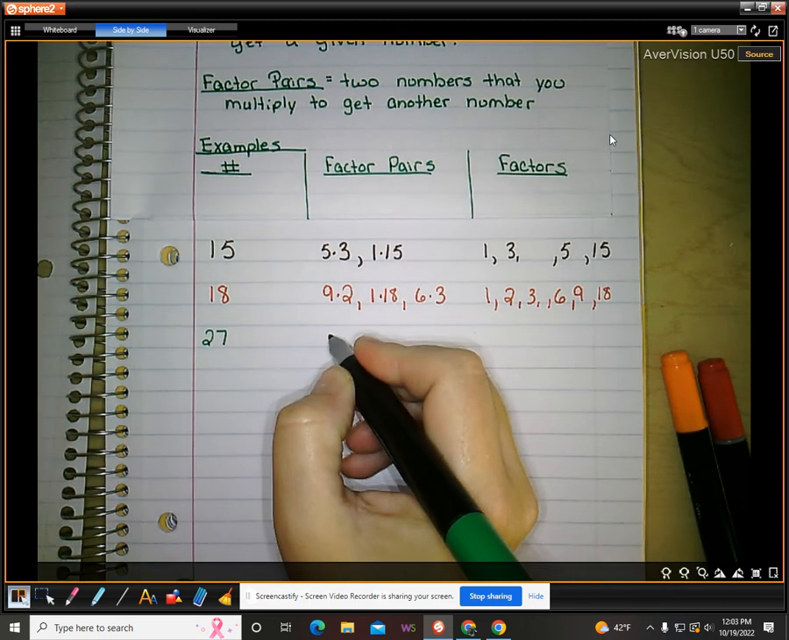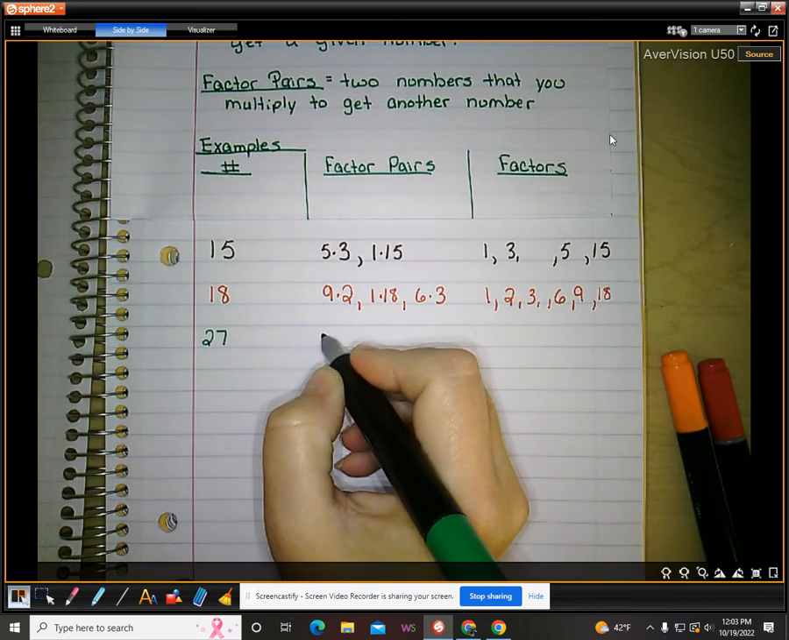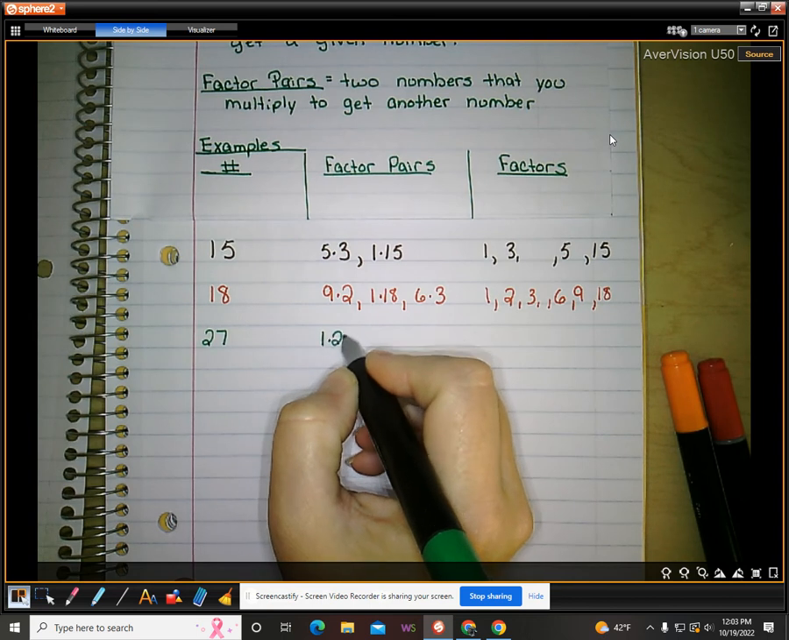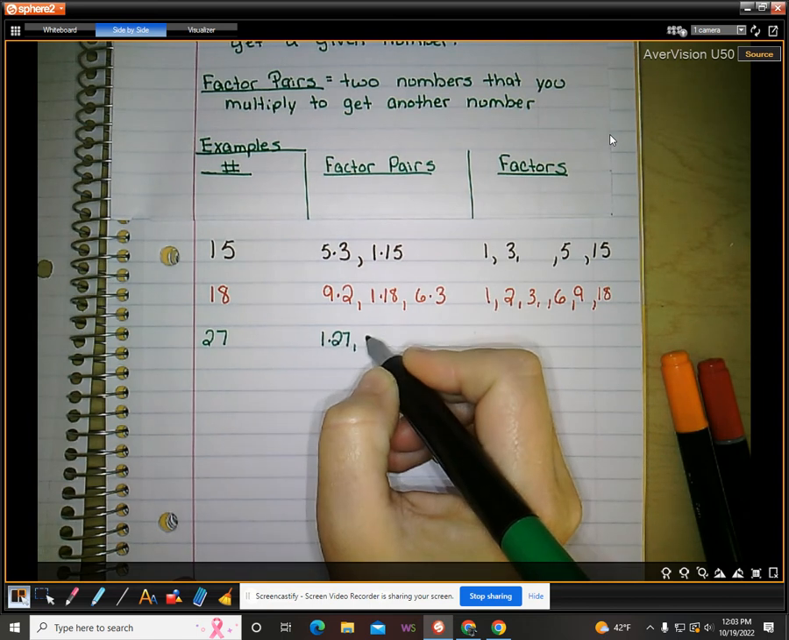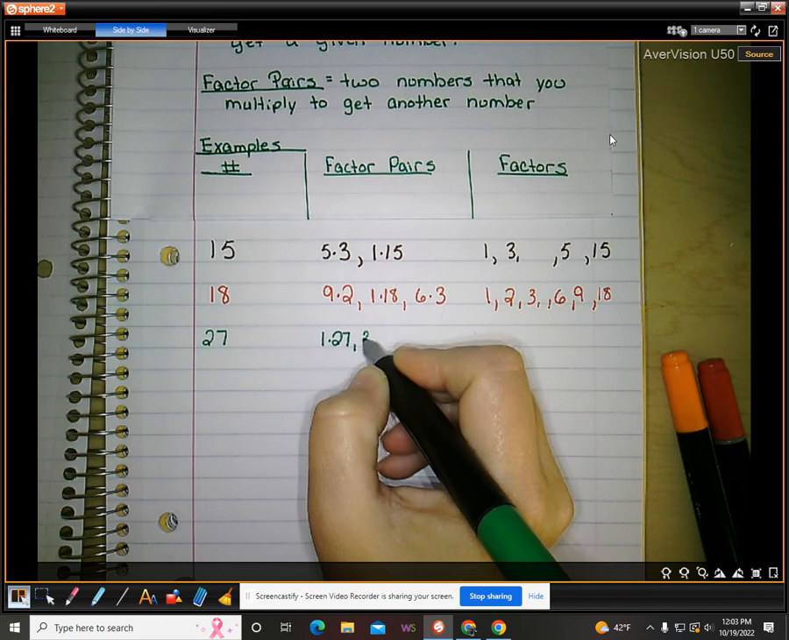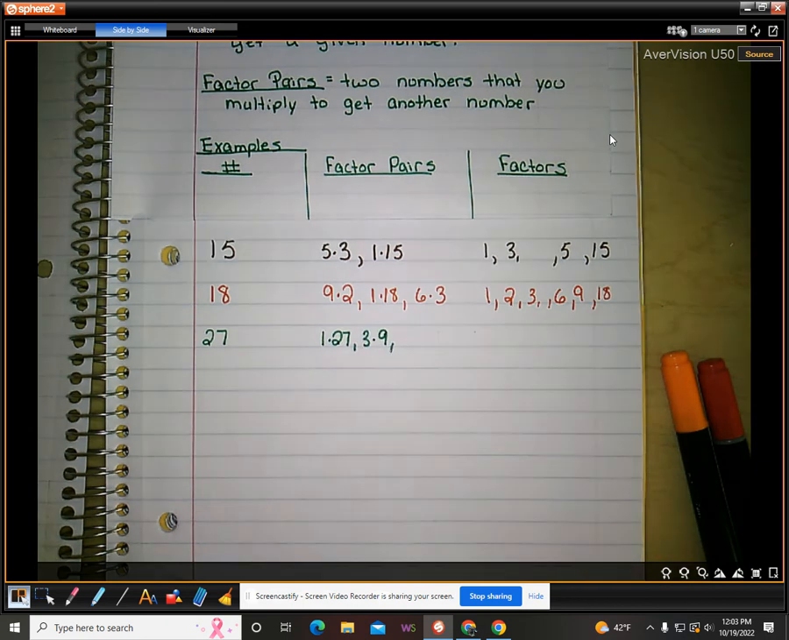All right, one pair of factors for 27. Leah? 1 and 27. Smart girl, get the easy one first. Jordan, 9 and 3. 3 and 9, 9 and 3. Okay, same difference. Anything else?